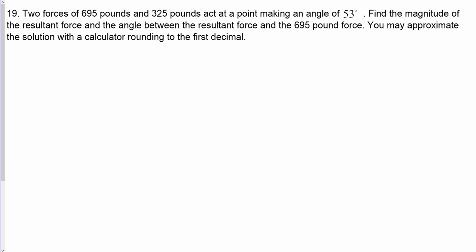All right, so we have two forces acting on a point. One force is 695 pounds. The other force is 325 pounds. The angle between the forces is 53 degrees. And we want to figure out what the resultant force is. So, the resultant force would be going this direction.